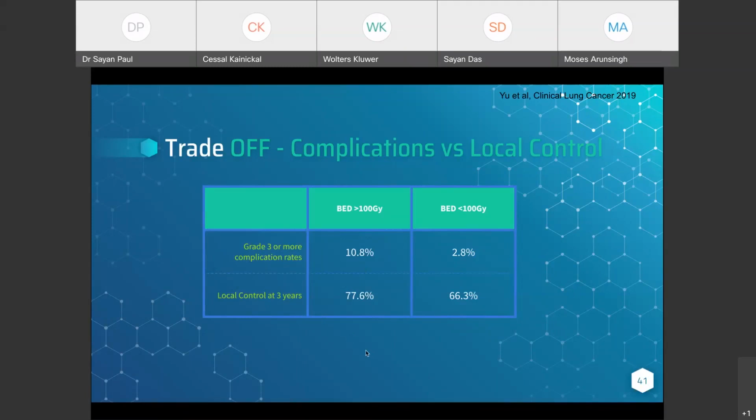But we also see that the grade 3 or more complication rates are higher if we keep a BED of more than 100 as compared to less than 100. But we do have a trade-off of lesser local control as well with the lesser BED.